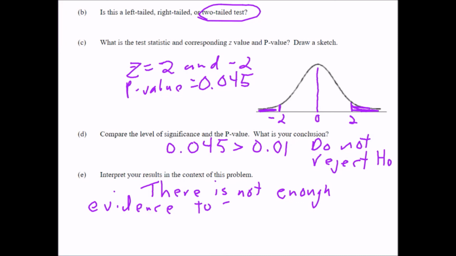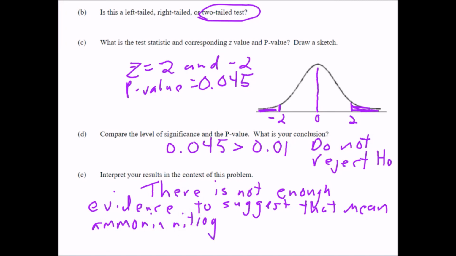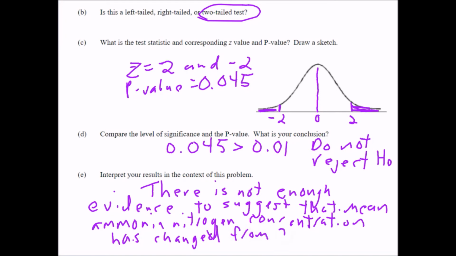to suggest that the mean ammonia and nitrogen concentration has changed from 2.3 milligrams per liter. So we don't know if it's exactly true, but the tests we did, not strong enough.